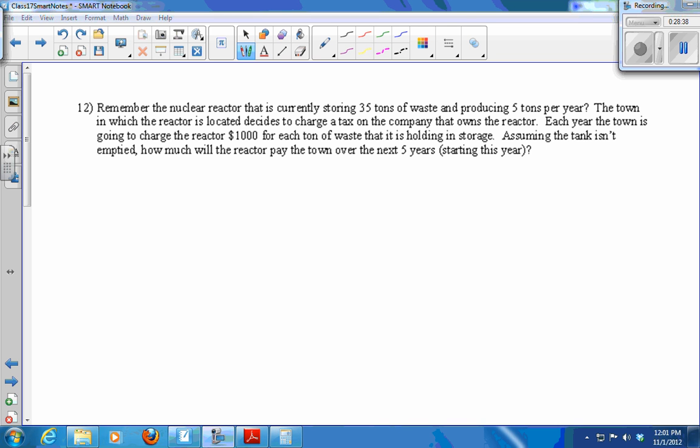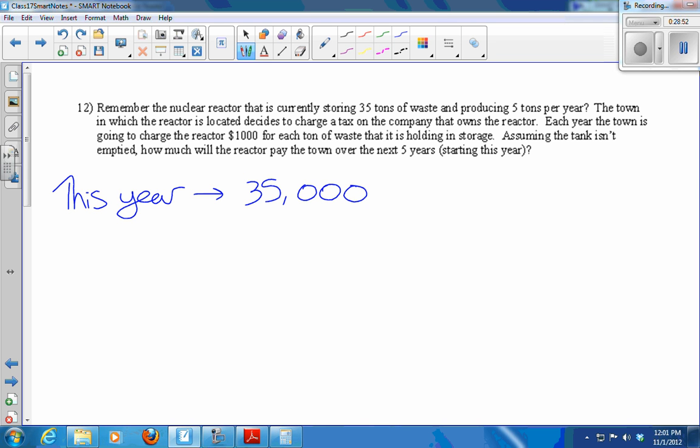Okay, so this year, how much is the town going to be charged in taxes this year? $35,000, right? Because they have 35 tons of waste in the storage tank. They're going to be charged $35,000. Next year, we'll call this year 2, I guess. Okay. Wait, is that year 10? Don't you want to start on 0 though? It doesn't matter, as long as you do a total of 5 years. You can call this year 1 or year 0. If you call this year 0, you're going to go 1, 2, 3, 4 to get a total of 5 years. Oh, okay. Yeah.